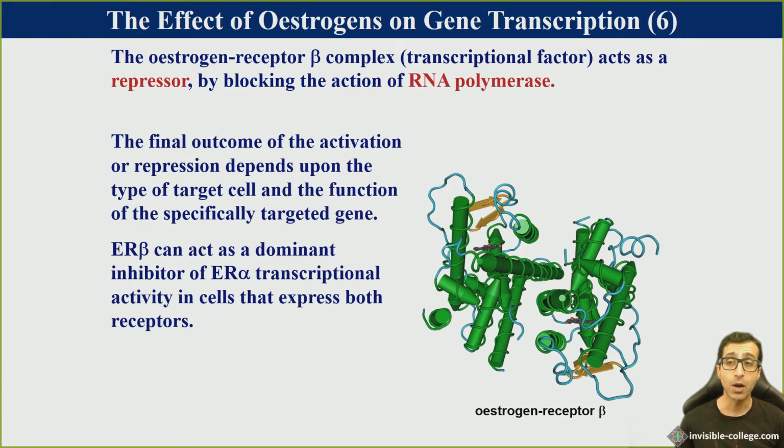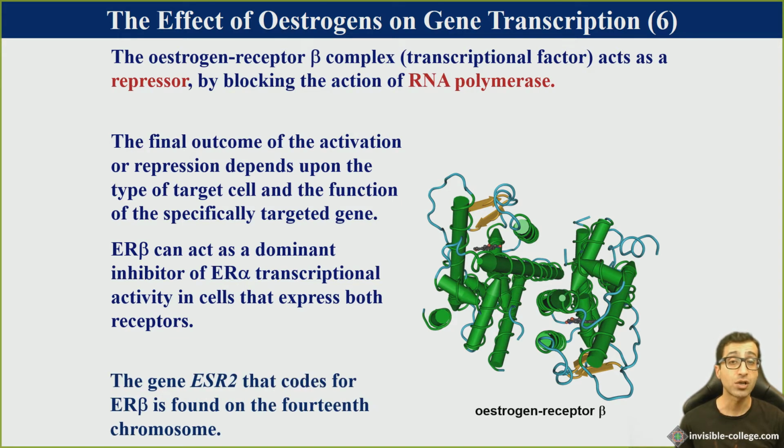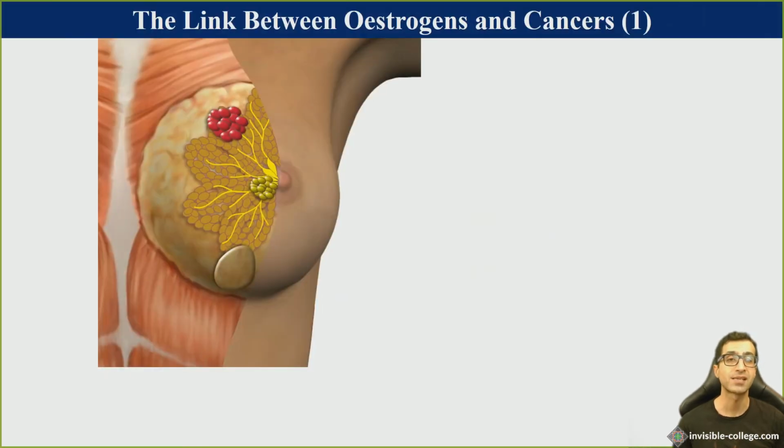Now, in the case of ER beta, this acts as a dominant inhibitor of the ER alpha transcriptional activity in cells that express both of these receptors. So the gene ESR2, which codes for ER beta, is found on the 14th chromosome. So let's quickly take an introductory look at the link between estrogens and cancer before we get into the section of this webinar that actually deals with genes and cancer in general.